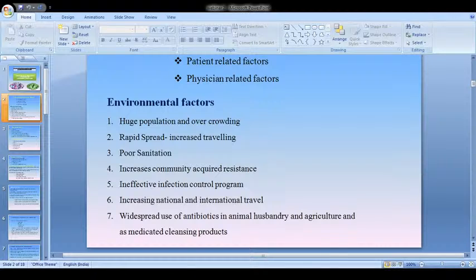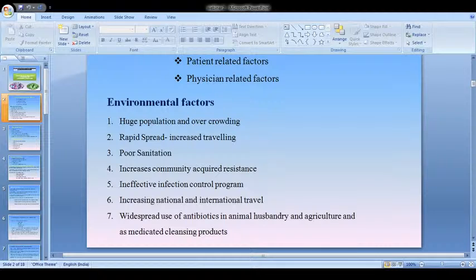So these are the environmental factors which affect antibiotic resistance, and also the widespread use of antibiotics in animal husbandry and in agriculture, and also in medicated cleansing products. So these are the factors which contribute to antibiotic resistance. These are the environmental factors.